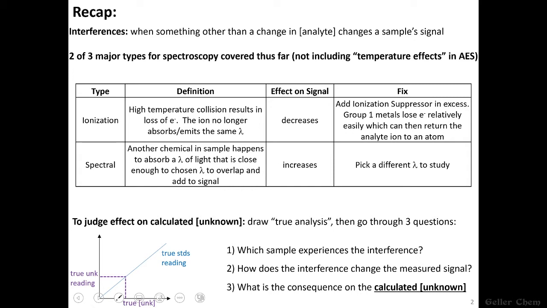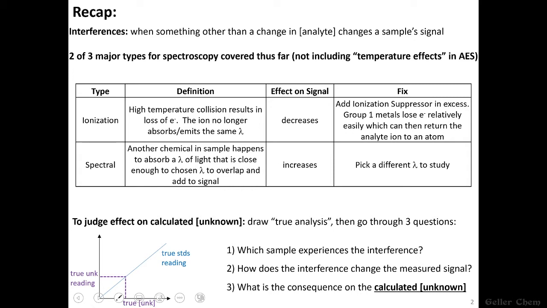Ionization occurs when a high-temperature collision has so much energy that instead of exciting an electron, it completely ejects it from the atom, causing that atom to become an ion. And that ion has new energy levels, which means that it is no longer capable of absorbing or emitting the wavelength that the atom absorbs or emits. This causes the signal to decrease because these ions are effectively invisible.